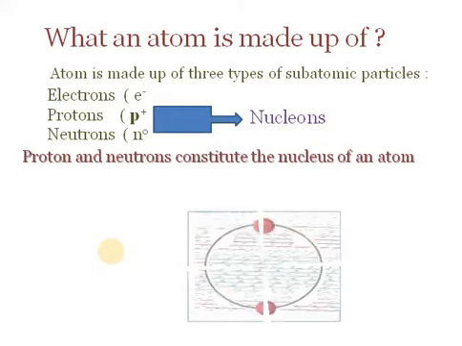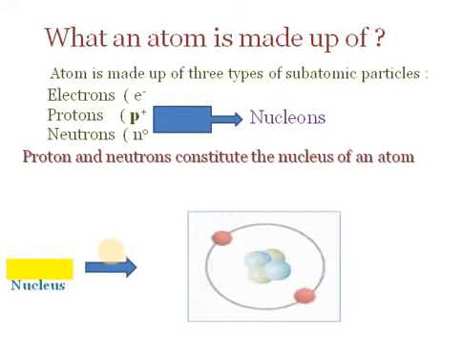Here you can see the arrangement of these subatomic particles, protons and neutrons. These are present at the center of an atom and they constitute the nucleus. While the electrons are revolving around the nucleus.